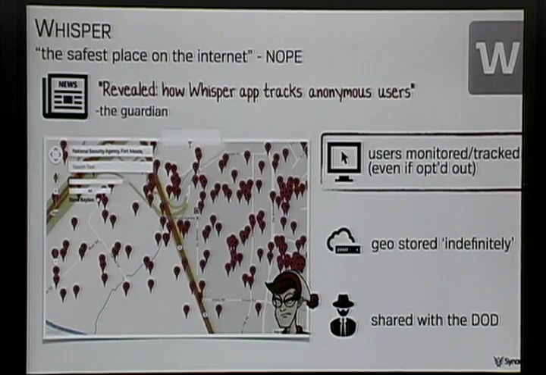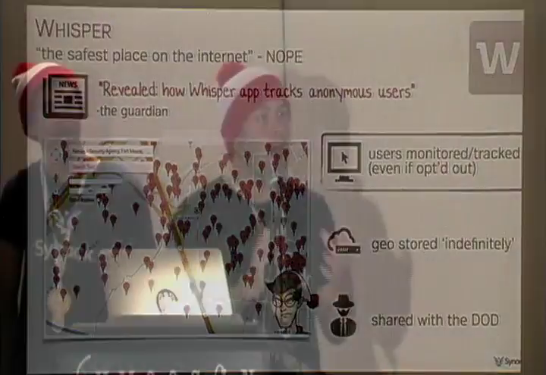Whisper is a secret sharing app that claimed to be the safest place on the internet. Now, it had a UI bug or feature where, even if the user opted out of sharing their location, this information was still sent to the app developer's servers, the API endpoints, and then according to The Guardian, this was shared with a bunch of people, including the DoD. So this is an example of a UI bug where the user might say, I turned off location sharing, why is it still sending? And Whisper might be like, well, we're not sharing it with other users, but we are sharing it with the DoD.